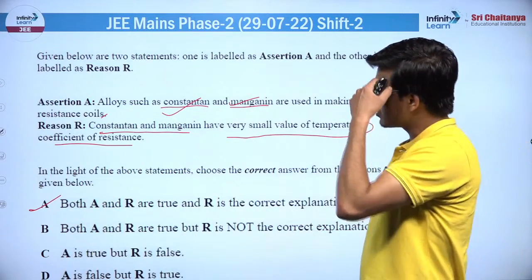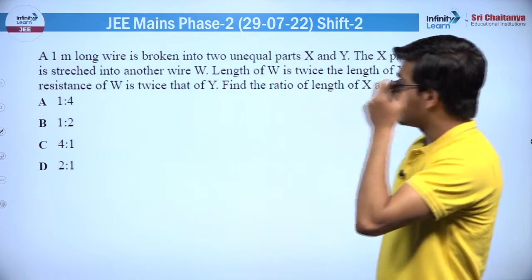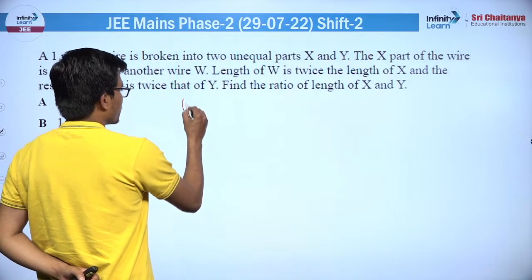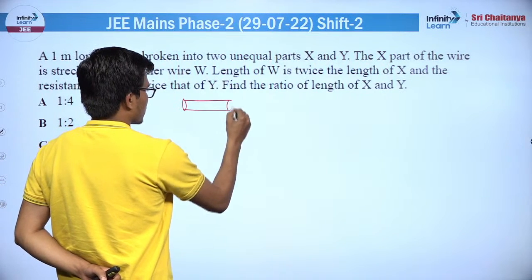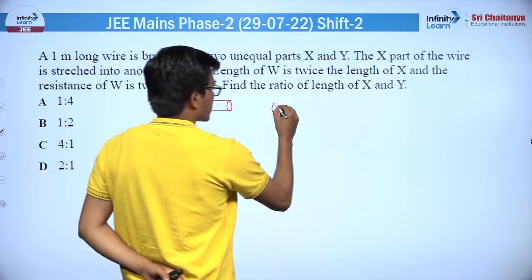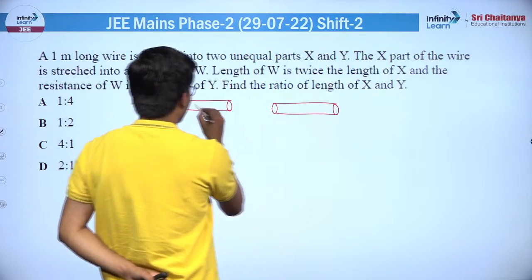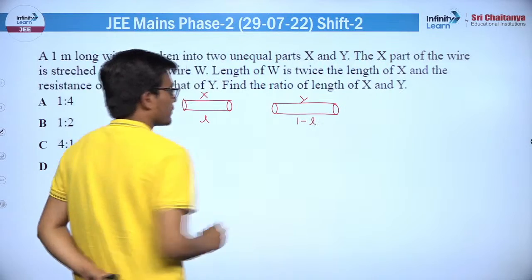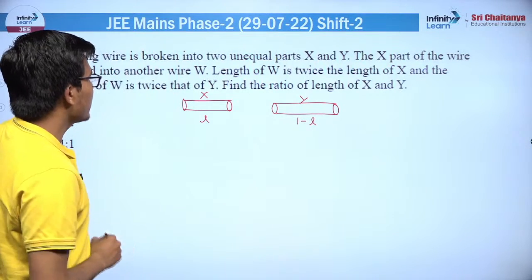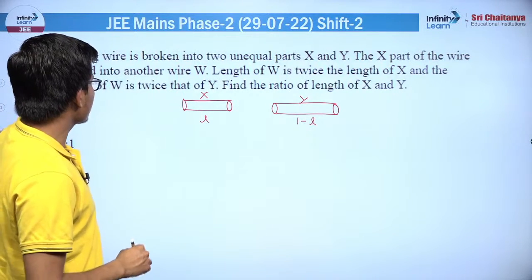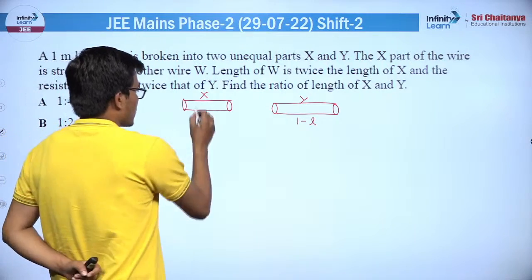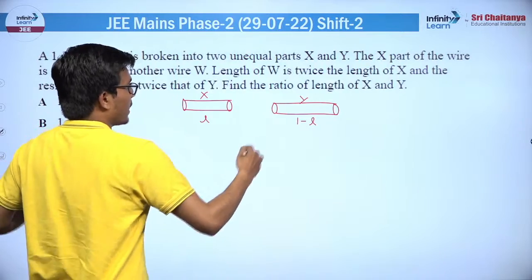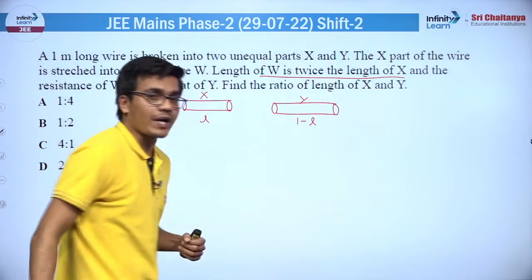Moving to the next question, there is a 1 meter long wire which is broken into two unequal parts. So let's say the length of X is L, so the length of Y will be 1 minus L. Okay, so the X part of the wire is stretched into another wire W, this part you are stretching, right, such that its length gets twice.